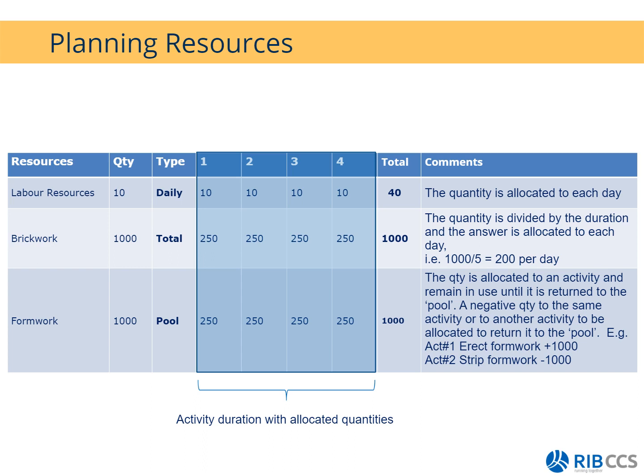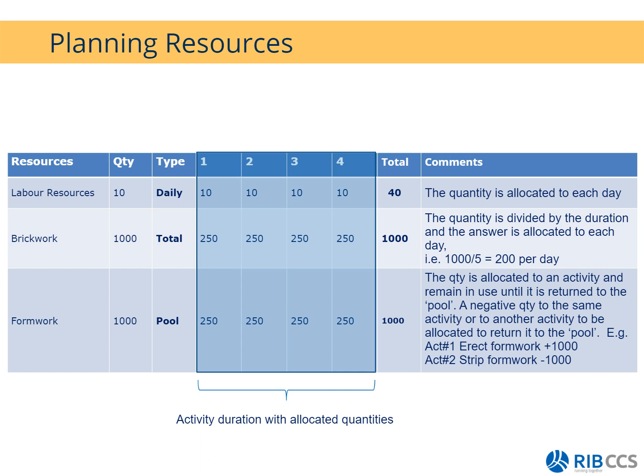All right, then we have the total type. Your total type is usually allocated to your material types, so brickwork, concrete, whatever the case is. So if I have a total of 1,000 and my duration is still running for 4 days, you will take your quantity divided by your duration to allocate what quantity you would like to achieve on a specific date.